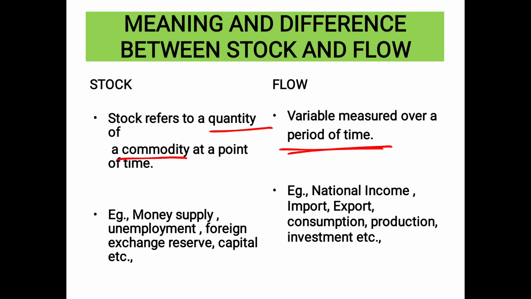So here we are seeing stock examples. What are the stock examples given? Money supply, unemployment, foreign exchange reserve, capital. All these are stock variables. What are flow variables? National income of the country, how much import and export there is, the level of consumption, the level of production, the level of investment. When all this is being done, what happens? The income flows into the economy. So this is the difference between stock and flow.